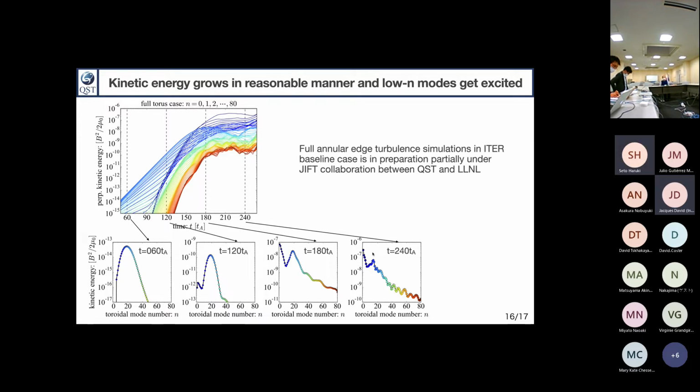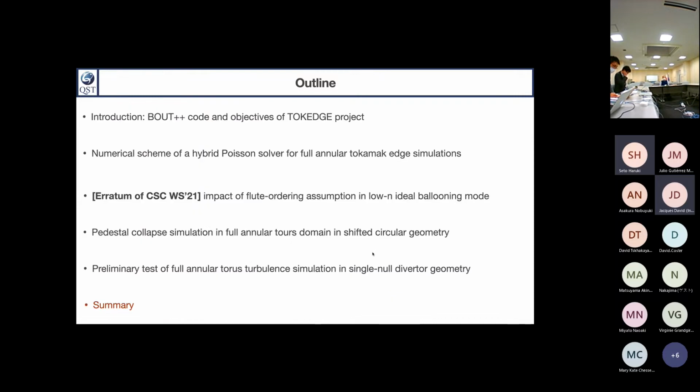Based on this preliminary test for numerical stability in full annular torus simulation with diverted geometry, full annular edge turbulence simulations in ITER baseline cases are in preparation, partially under the DFT collaboration between QST and Lawrence Livermore National Laboratory, which will be carried out in this IFERC-CSC cycle and will be reported at the next CSC meeting. And let me summarize my talk.